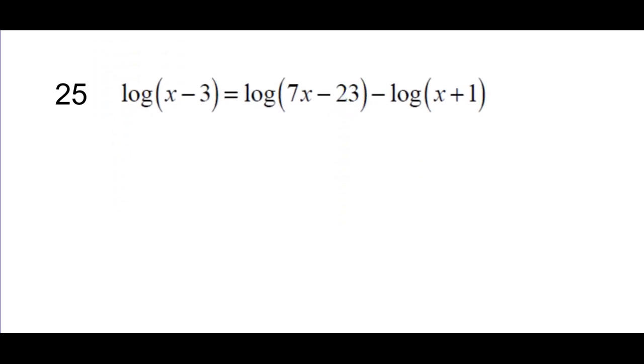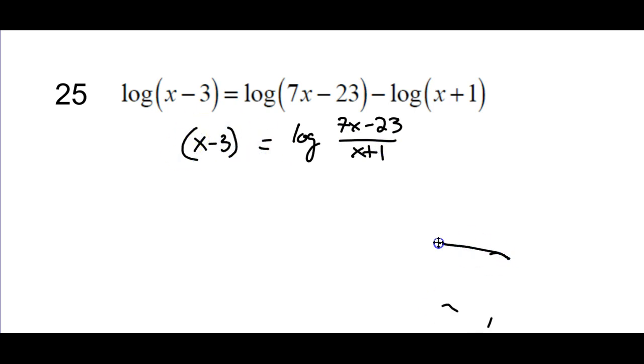Number 25 right here, it's a similar thing I'm going to be doing. This is log base 10 instead, so I'll get the log of 7x minus 23 over x plus 1 is equal to x minus 3. I'm writing all over the place down here.